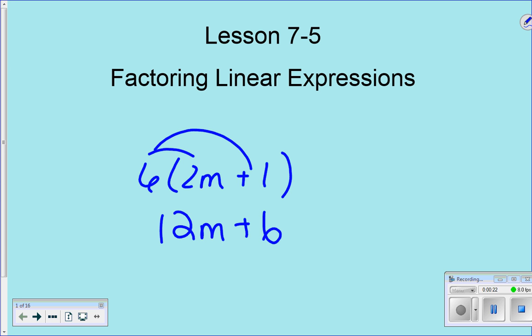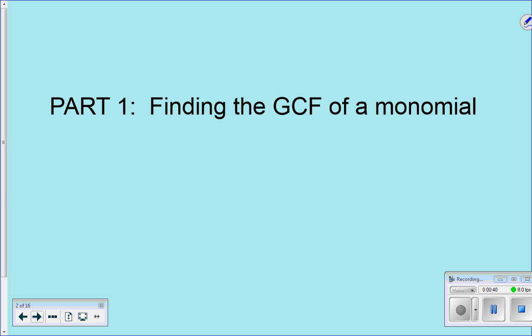Okay, so factoring today, what we're going to do is they're going to be giving us this, and we've got to take it back to that. So we're going to be given this, and we take it back to this. Basically, it's just the distributive property, is all it is. I have two parts to this today, and we're going to run through the first part kind of quick because you should know how to do this already.